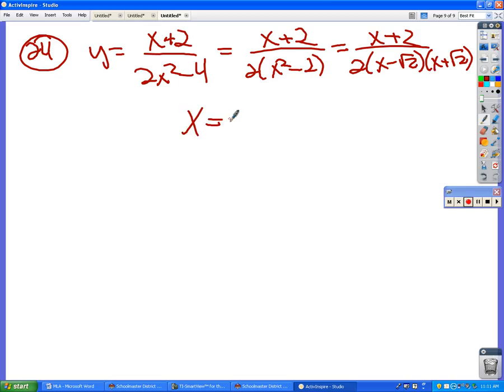Now we know everything we need to know. Where are my points of discontinuity? Positive square root of 2 and negative square root of 2. Are they removable? No. Definitely cannot cancel an x plus 2 and an x plus a square root of 2. So it's non-removable.